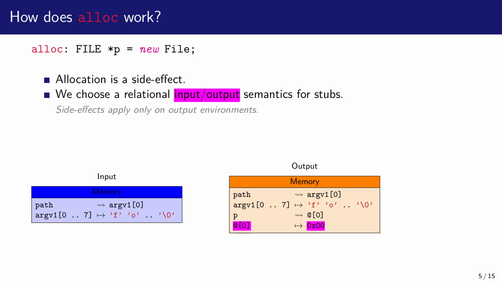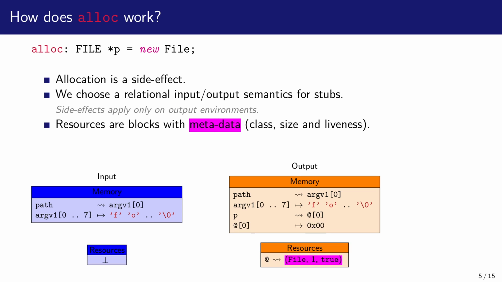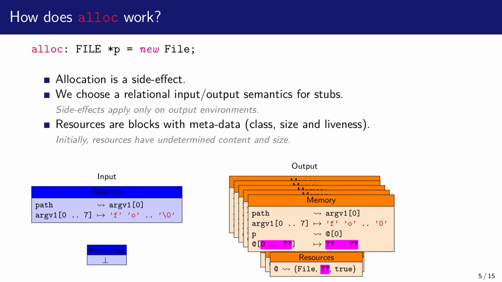So an allocation is a side effect. And in our semantics, we represent an execution of a stub as a relation between an input and an output environment. So side effects are applied only on output environments. And in addition, we attach to the allocated resource some metadata, such as its class, its size, and a liveness flag. And it is important here to note that allocations are non-deterministic side effects, which means that the size and the content of the allocated blocks are arbitrary.